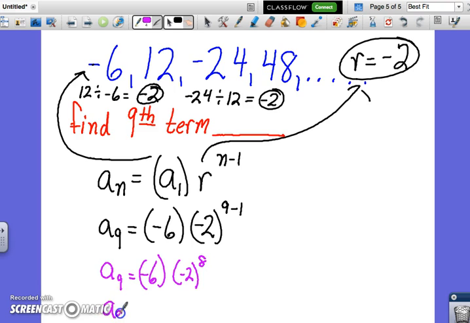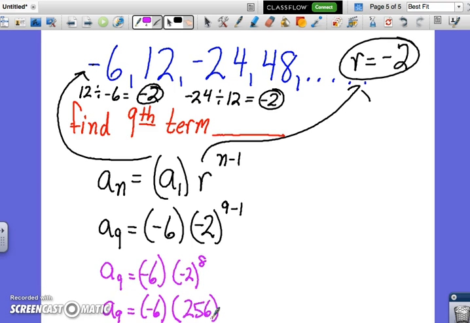Might be a good time to pull a calculator out right now. Use your phone. So we've got negative 6. I can tell you this, because it's raised to an even power, I know the answer is going to be positive. So that's a good thing. It's not going to be negative. And if you raise it to the 8th power, I happen to know already that it's going to be 256.